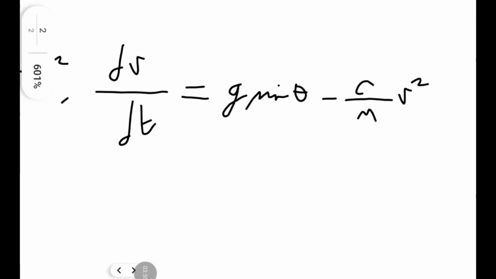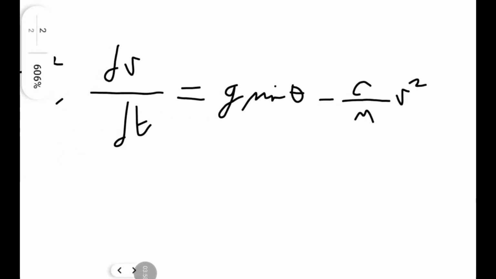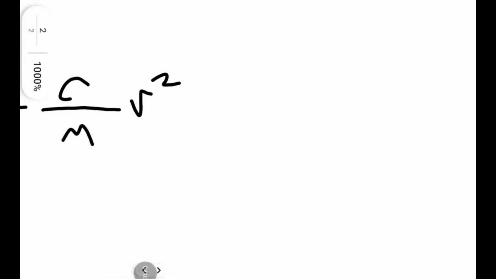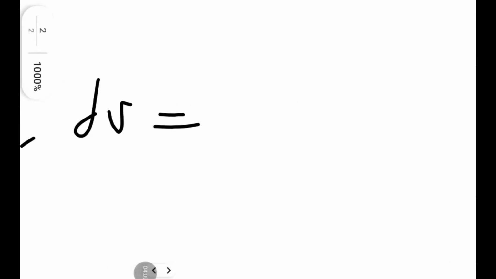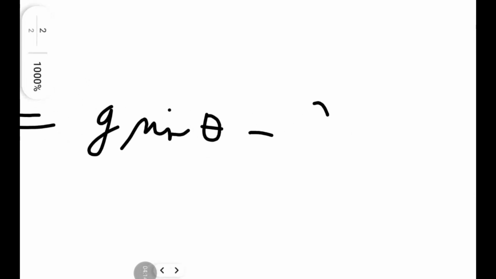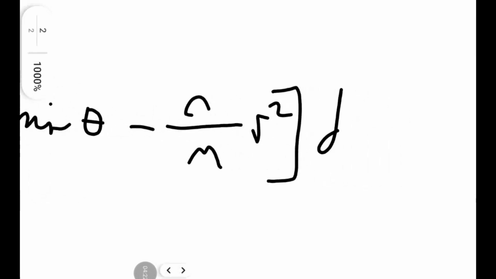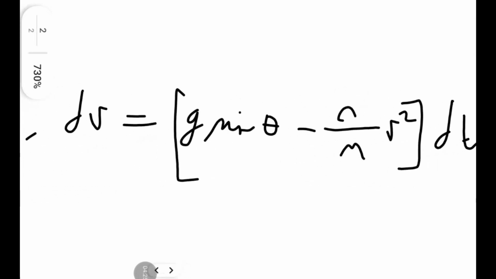That form is important because now we're looking at a differential equation and we want to solve for v. When you're doing these kinds of differential equations, you want to separate the variables. So we can multiply everything by dt, and we get dv is equal to g sine of theta minus c over m v squared, all in brackets, times dt. So you see we have it in this form now. We are ready for the next step, which is integration.